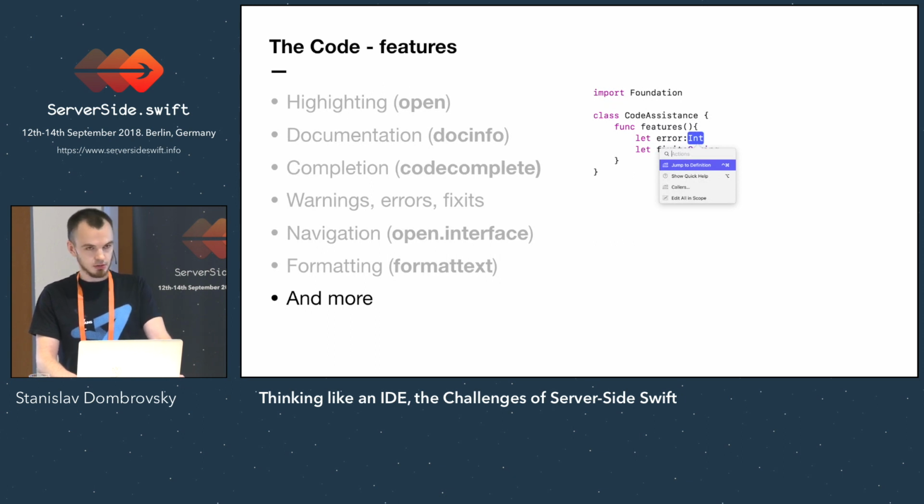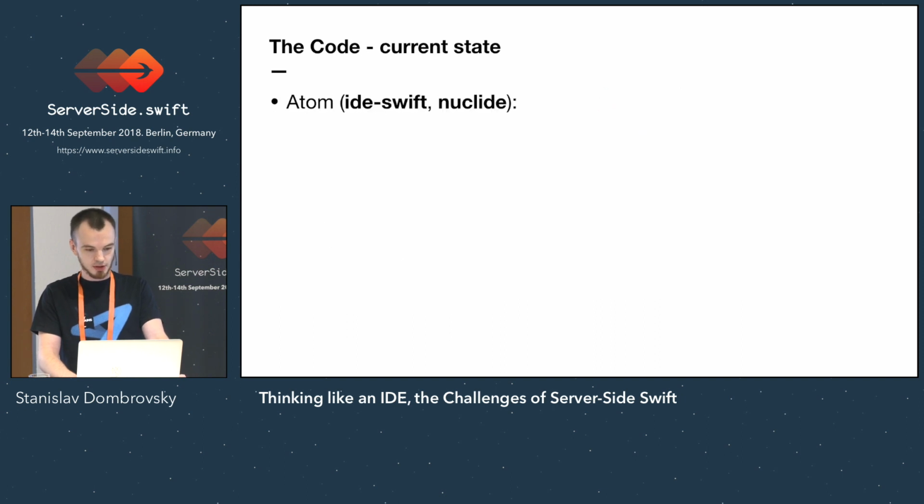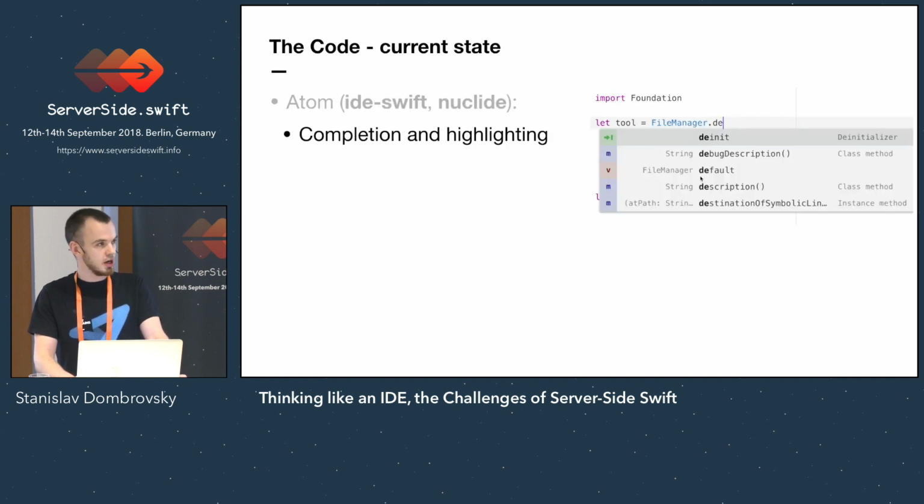And indeed, a lot of these features are used by current integrations. If we take a look at the current state, we will see that in Atom integrations such as IDE, Swift, and Nucleate, we have code completion and highlighting. Only the code completion works via the SourceKit.